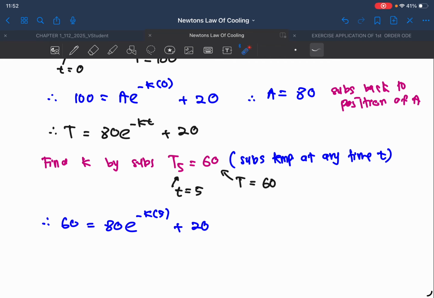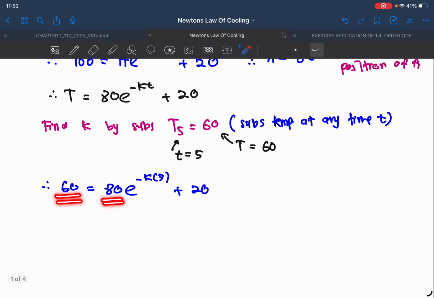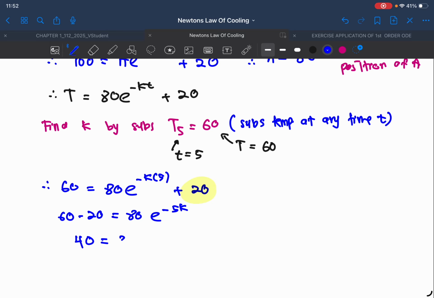Our aim now is to find the value of k, so you need to simplify all these constants. We bring 20 to the left hand side, so it becomes 60 minus 20, equals 80 e to the negative 5k. So this one is 40 equals 80 e to the negative 5k. Now bring 80 to the left hand side and it becomes divide.